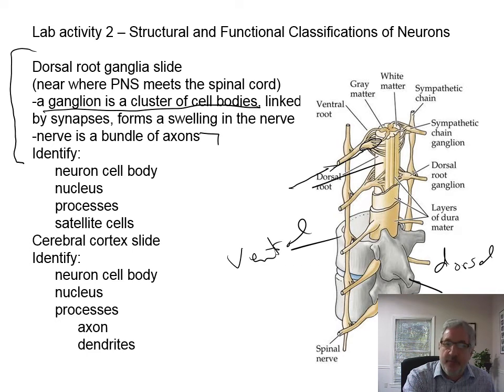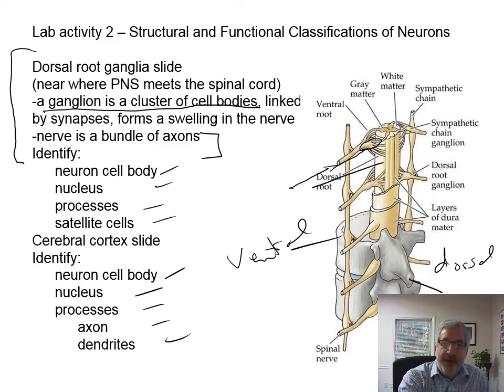So when you look at those pictures of the slides, you'll see the neuron cell body, the nucleus, the processes, and satellite cells all around the motor neuron cell bodies. And then on a cerebral cortex slide, these are what we usually do in the lab. We look at the neuron cell body and nucleus and processes, and axon and dendrites.